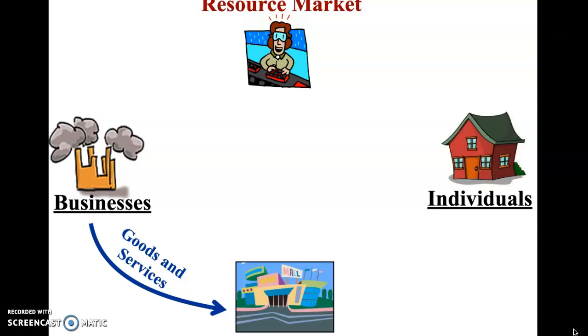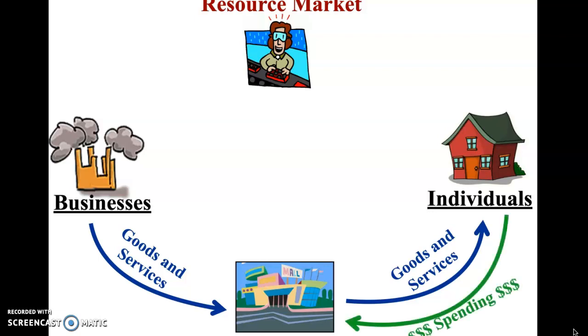Let's say I'm hungry and I'm an individual and I want bread. I head to the store, Hy-Vee or Cub, and I purchase some bread. That business is providing that bread to a product market, which then goes into my household. I give my money to the product market, and they give that money back to businesses. The money I give is spending, and the money the business pulls in is revenue.